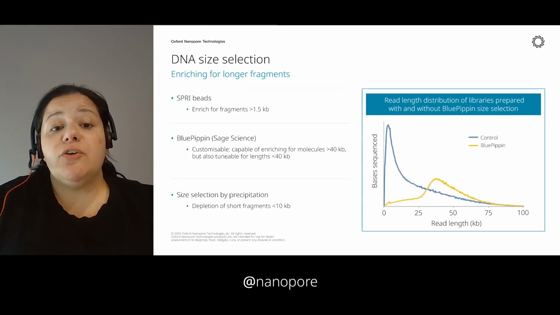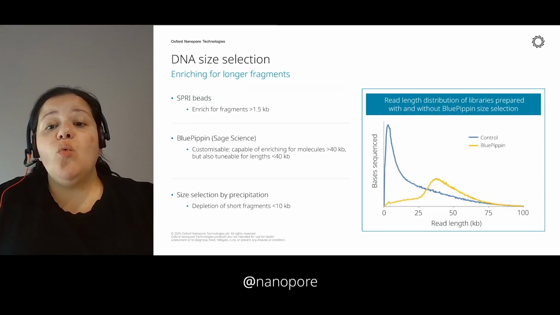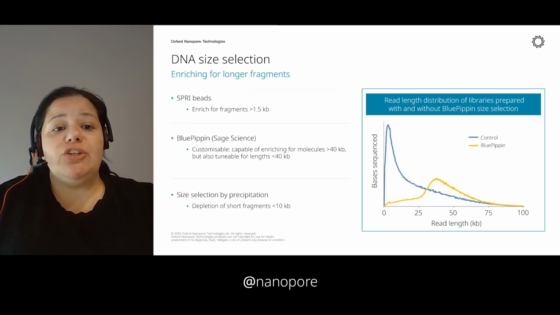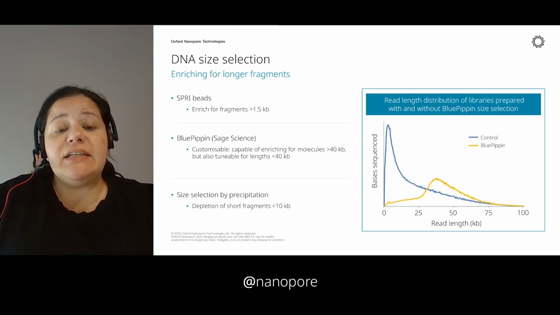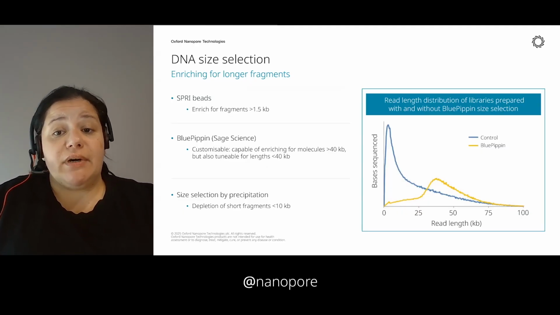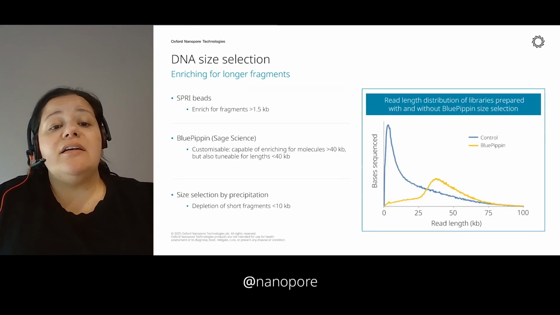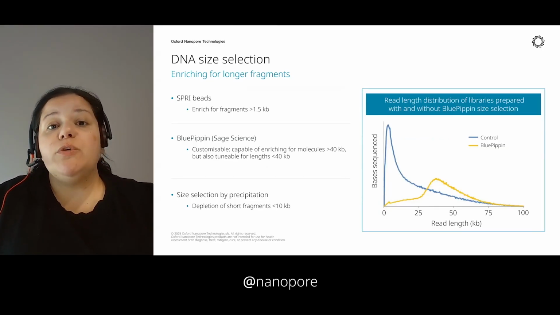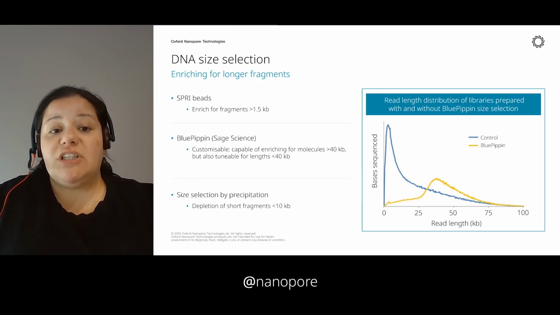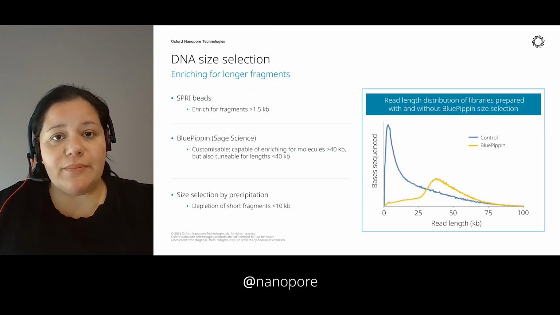There are also other options available for the depletion of different ranges of fragment lengths. One is PRIVATE, which you can use to deplete fragments up to 1.5 or 2 kb. There is also the BluePippin, which is customizable, so you can select the fragment lengths you need. And there are also alternative methods such as size selection by precipitation, for which you can find the protocol in the documentation section of our website, along with much more information on fragmentation and size selection.